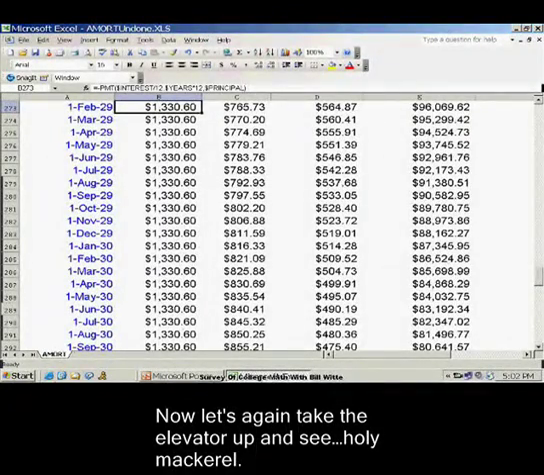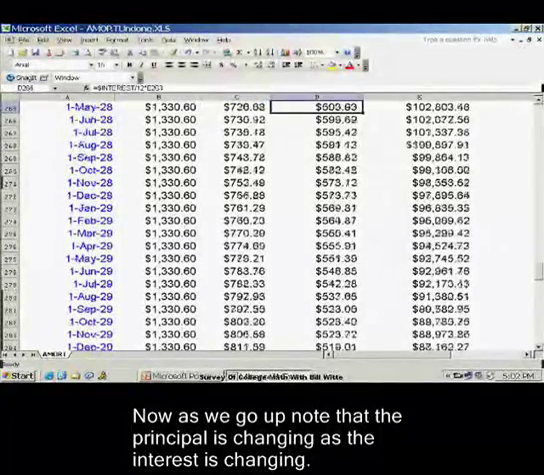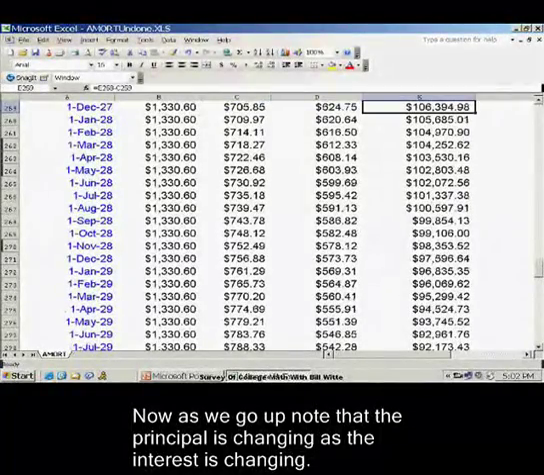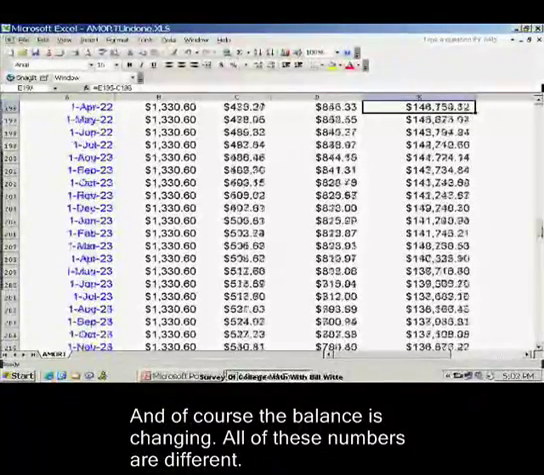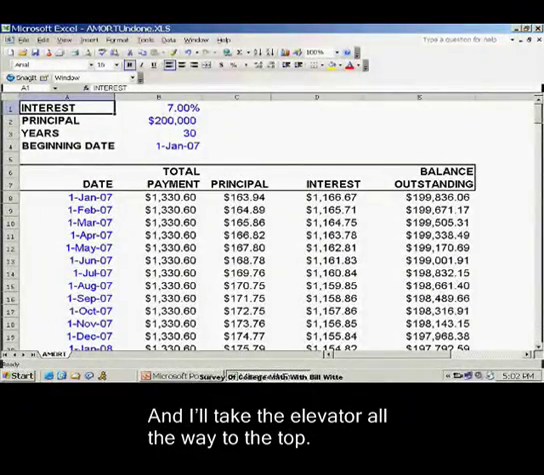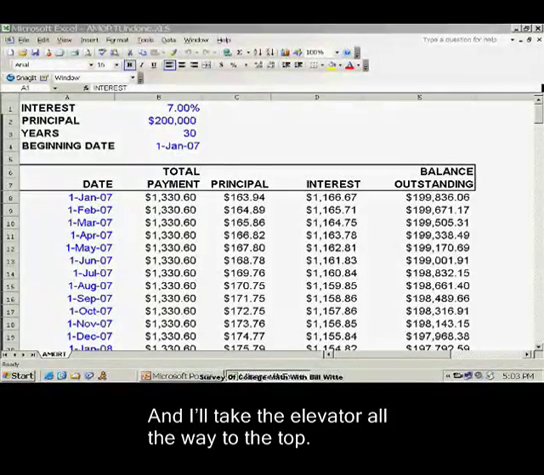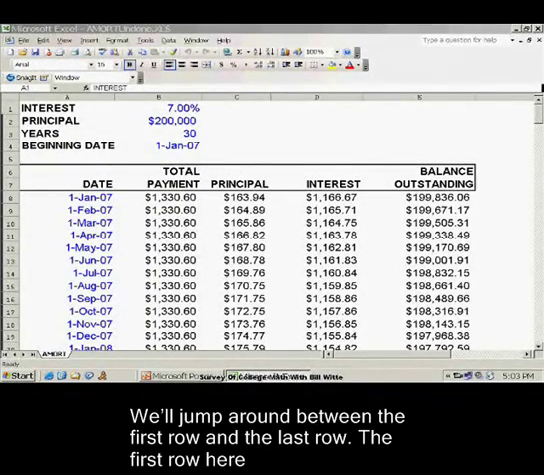Now as we go up, note that the principal is changing as the interest is changing. And of course the balance is changing. All of these numbers are different. And I'll take the elevator all the way to the top. Now let's take another closer look at this table. We'll jump around between the first row and the last row.